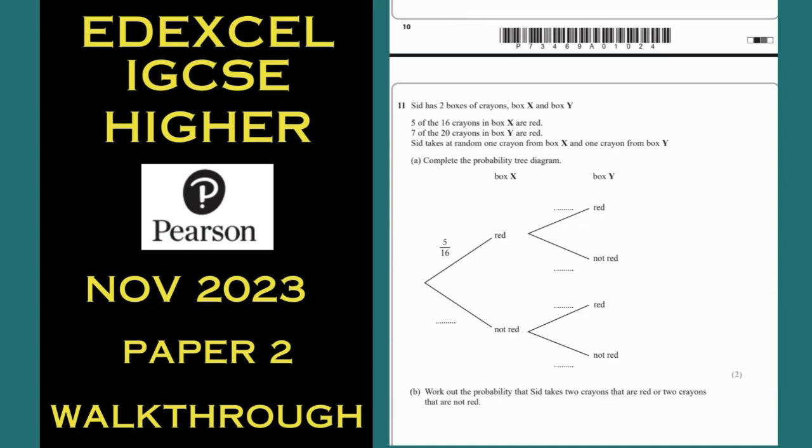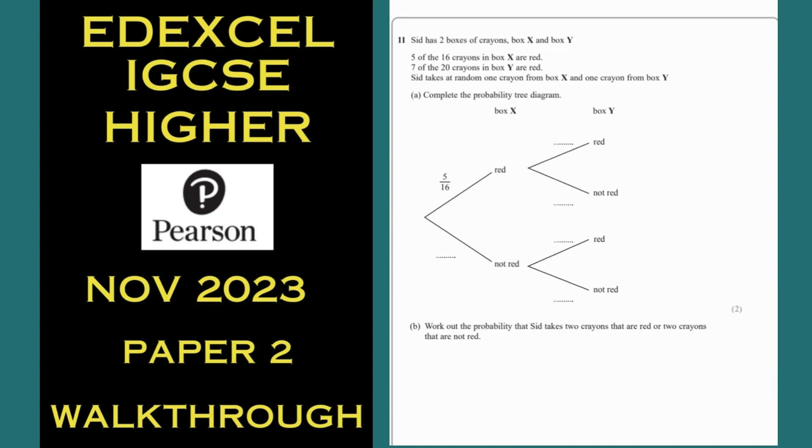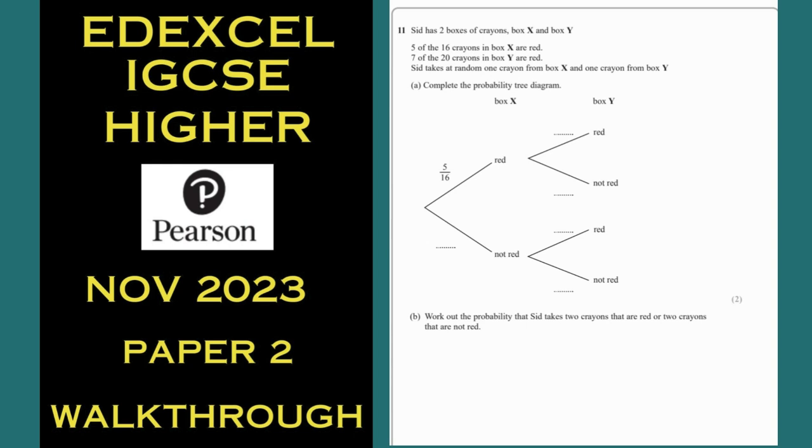Number 11, good old, reasonably straightforward probability trees, but do take care because the probabilities change. So let's do the easy bit. That's 5/16. That's 11/16. In box Y, 7 out of 20 are red. So let's get them in. So 13 out of 20 aren't.